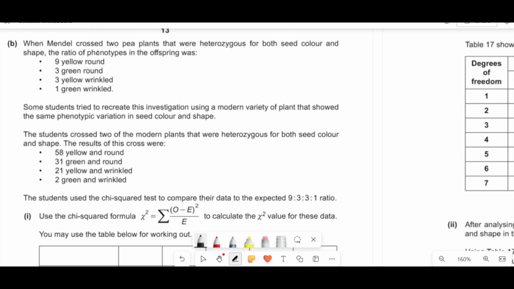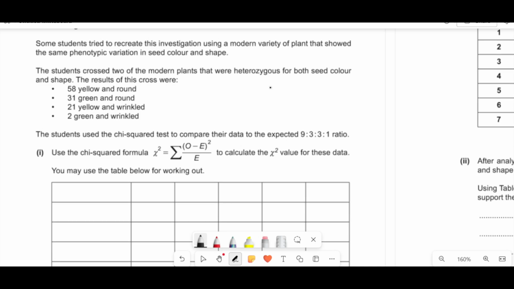So when Mendel crossed two pea plants that were heterozygous for both seed color and shape, the ratio in the offspring was 9:3:3:1, which is what we love. Students tried to recreate the investigation using a modern variety of pea plant that showed the same phenotypic variation. So what they did is they crossed the modern plants that are heterozygous for both seed color and shape. So where they've done two heterozygous, right?